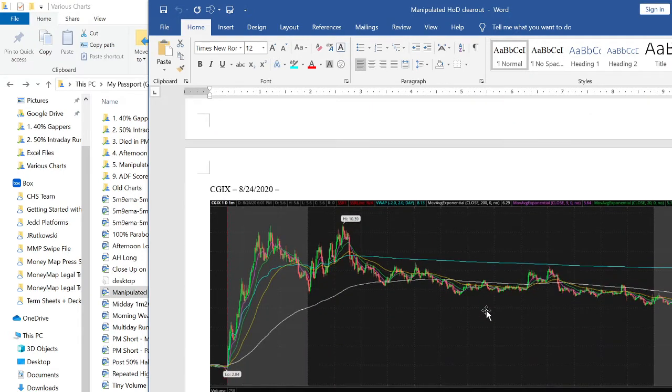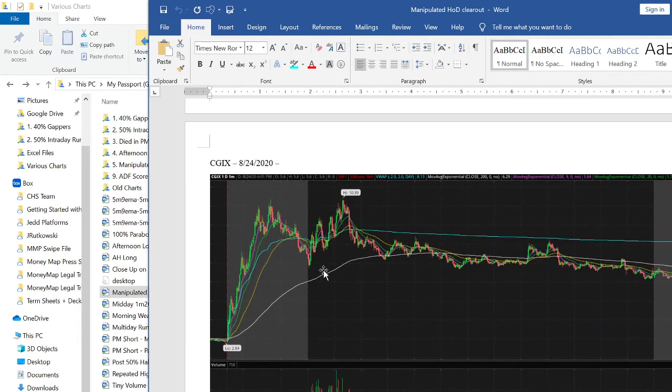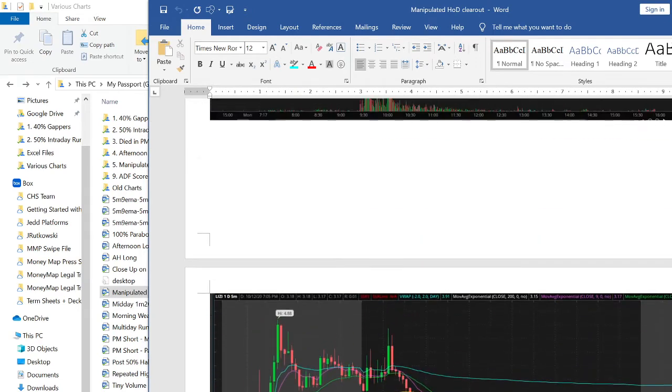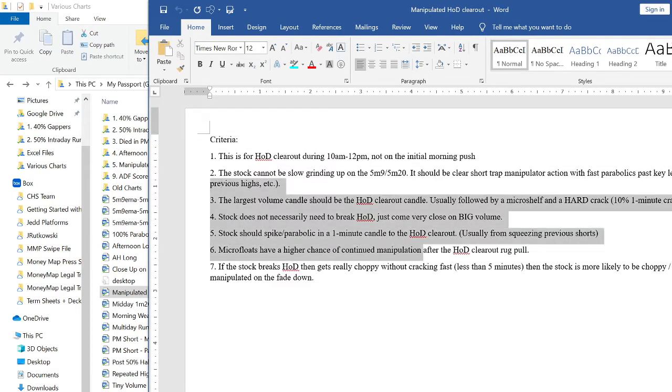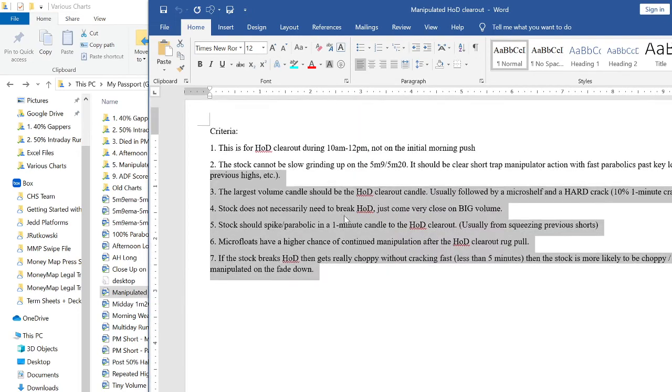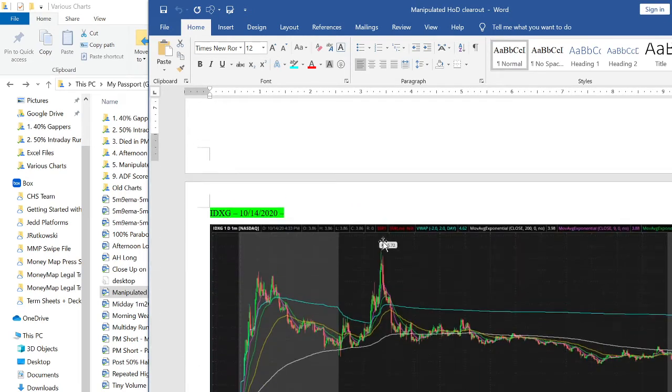So this one's a little more choppy, and this float was like 2 million. It doesn't fit the exact pattern. It does do the high of day clear out, does get the big crack, does fade. So it fits it, but ideally you kind of want, and these are the little details you notice from taking screenshots of these charts, which is why up here I put the ideal situations. Like ideally this is what should happen.